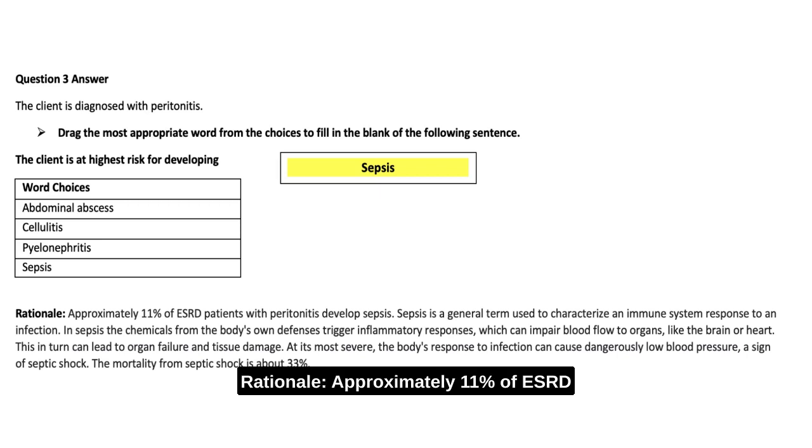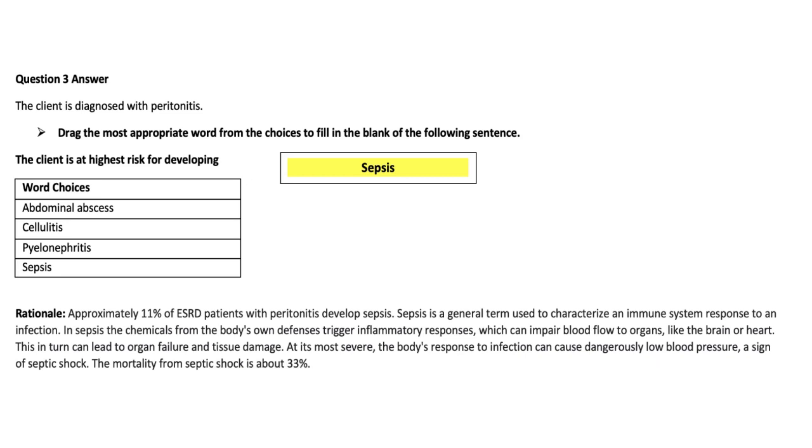Rationale: approximately 11% of ESRD patients with peritonitis develop sepsis. Sepsis is a general term used to characterize an immune system response to an infection. In sepsis, the chemicals from the body's own defenses trigger inflammatory responses, which can impair blood flow to organs, like the brain or heart. This in turn can lead to organ failure and tissue damage. At its most severe, the body's response to infection can cause dangerously low blood pressure, a sign of septic shock. The mortality from septic shock is about 33%.